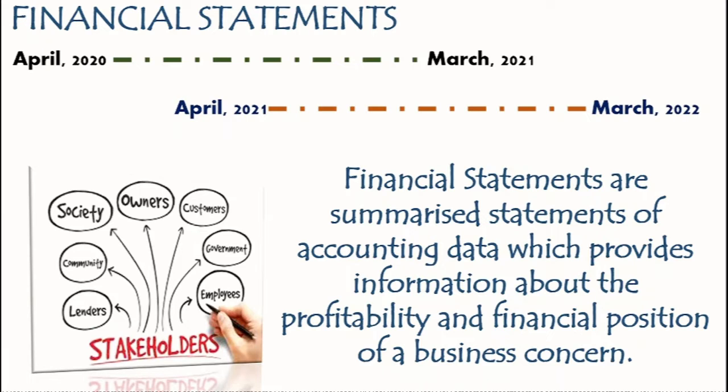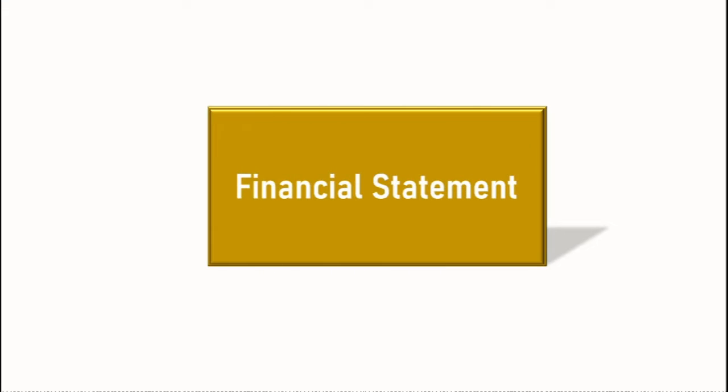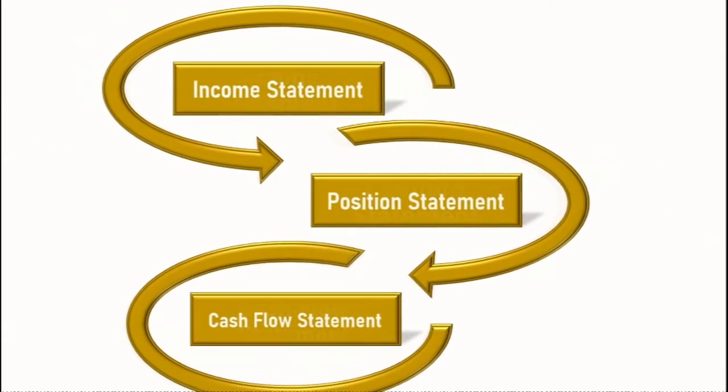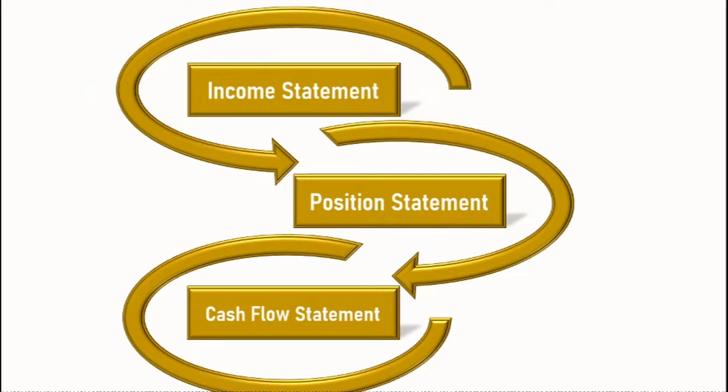So now let's understand what this financial statement consists of. Now the financial statement consists of these three major statements, that is income statement, position statement, and a cash flow statement. Coming to the first one, income statement, which is also known as profit and loss statement. Now this statement primarily focuses on the company's revenues and expenses during a particular period.